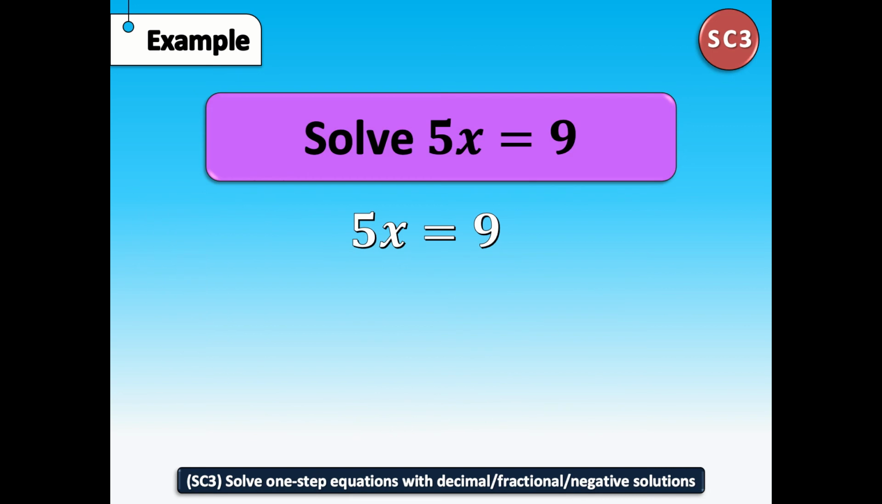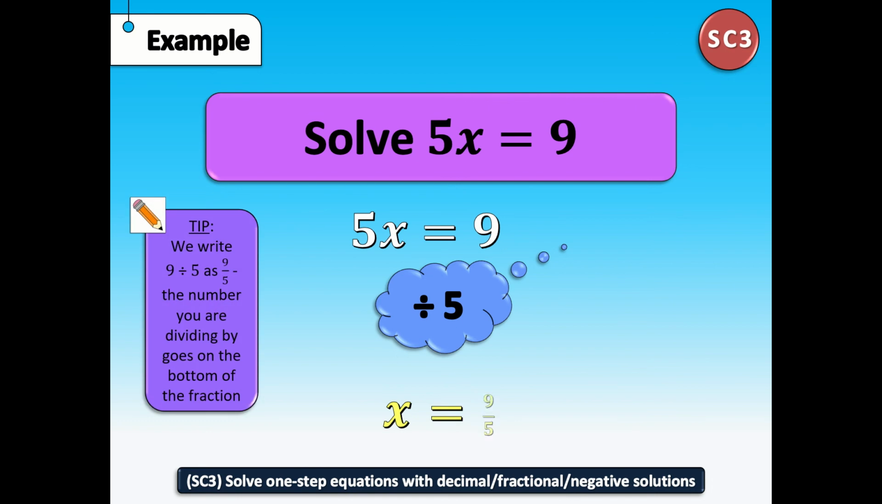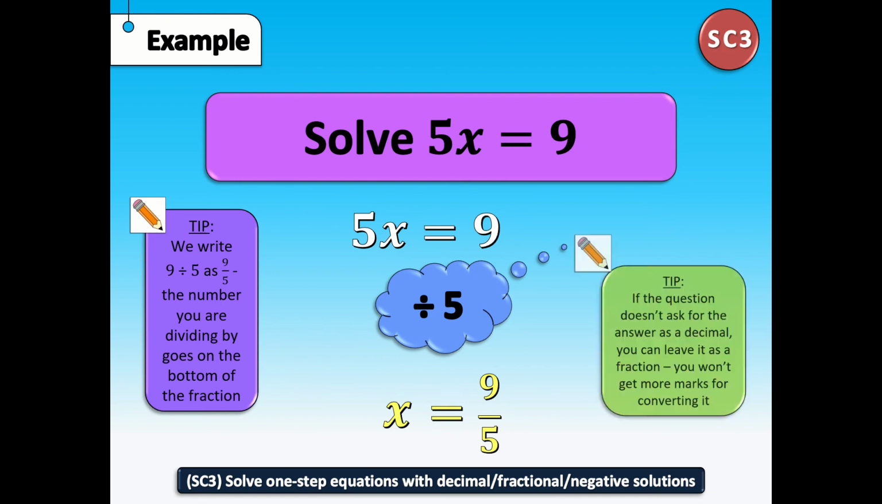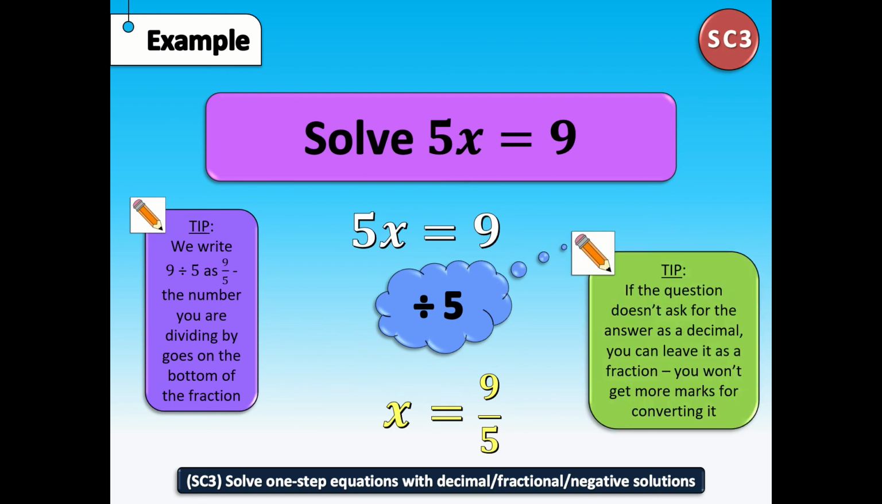For this one, we've got 5x equals 9. So 5 times something equals 9. So we can divide by 5 to get the answer. And 9 divided by 5, we can just leave as 9 over 5. So you can always just leave your answer as an improper fraction. So x equals 9 over 5. If the question doesn't ask for the answer as a decimal, you can just leave it as a fraction. You won't get any marks for converting it.